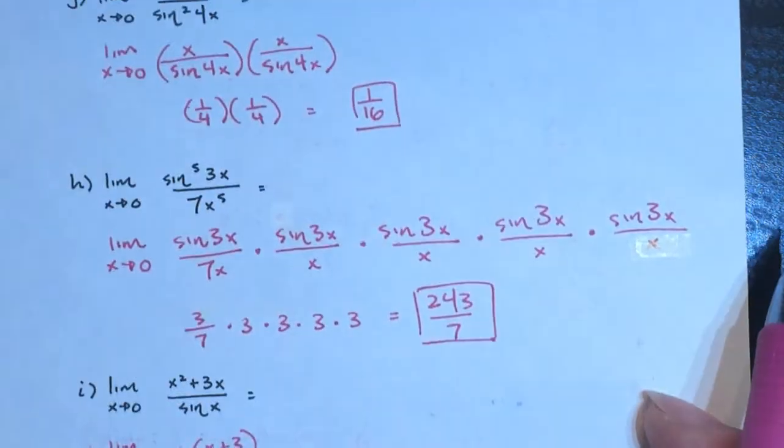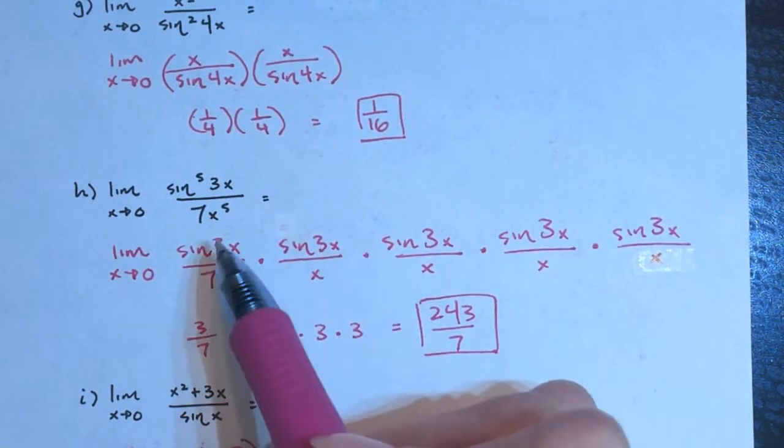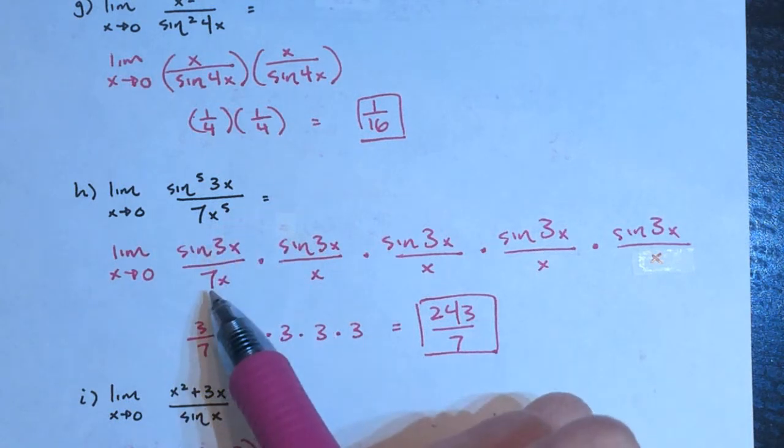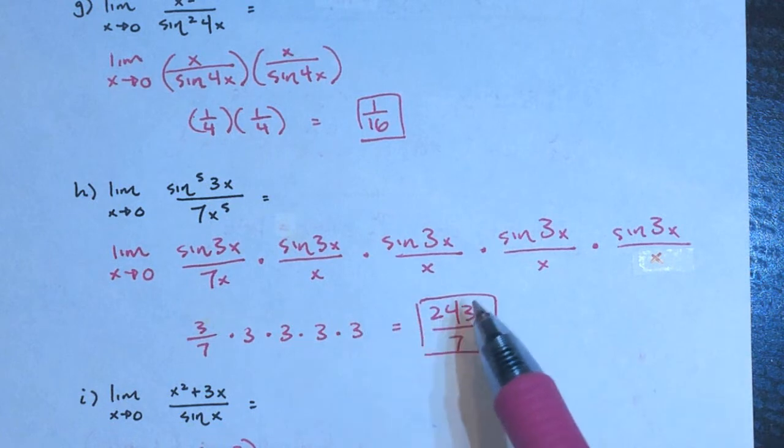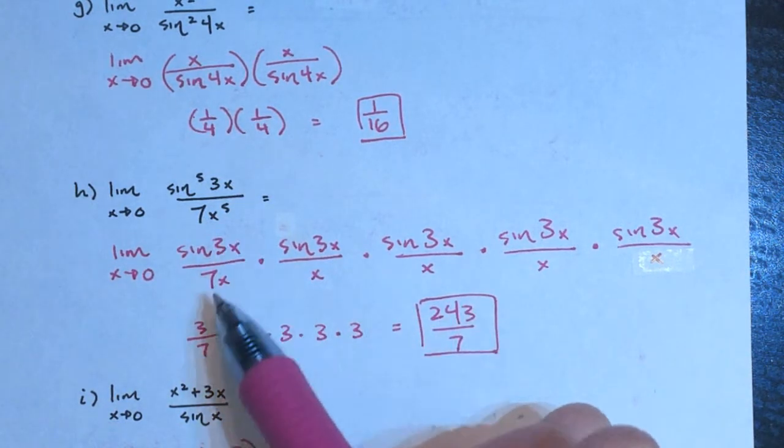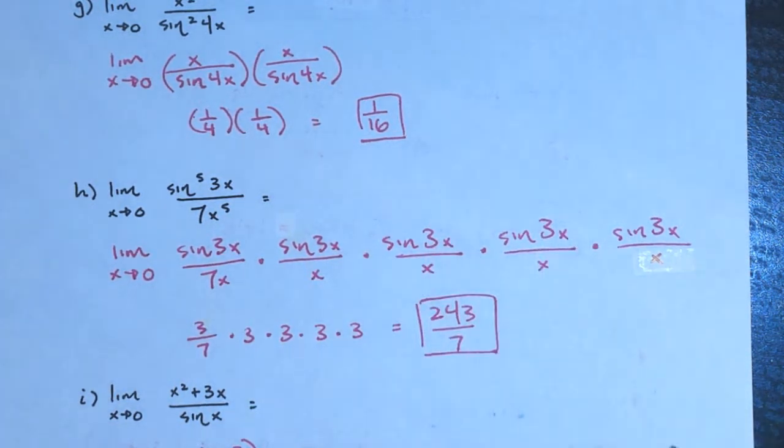And then for H, you're going to be super careful, because when it says 7x to the 5th, it's not 7, 7, 7, 7, 7. It's 7 with 5 x's. So then you get this at the end, because then you do 3 over 7 times 3, 3, 3, 3.